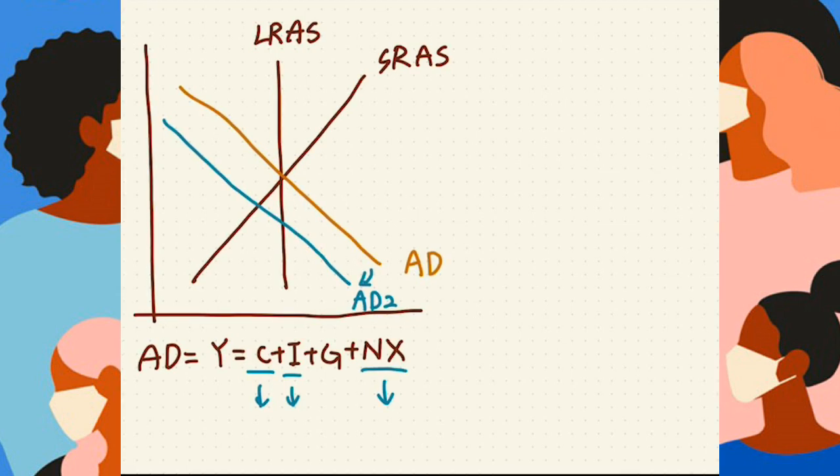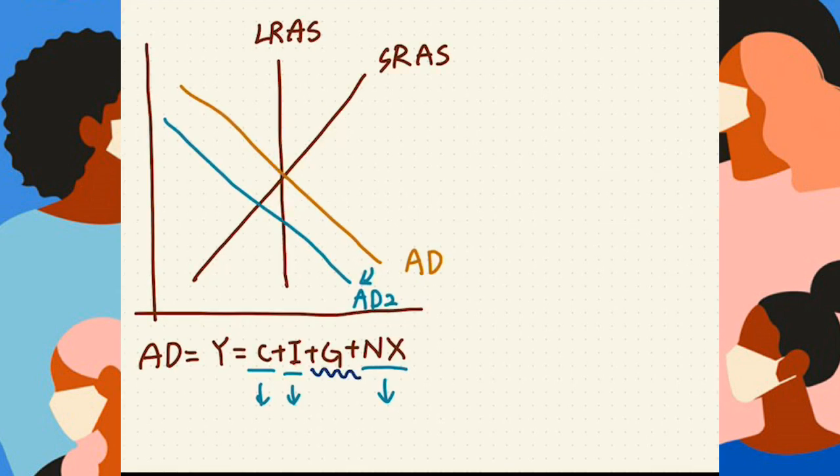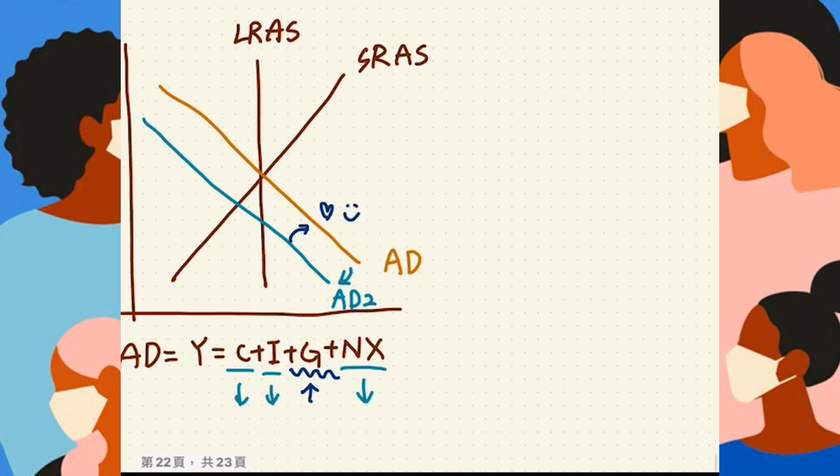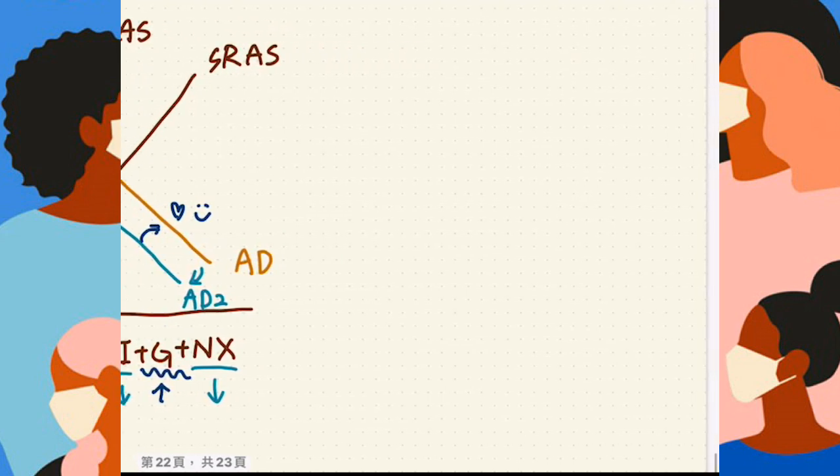Therefore, they might raise government expenditures. When we raise G, there is a chance that the aggregate demand can shift to the right again. So the economy will get back to normal.